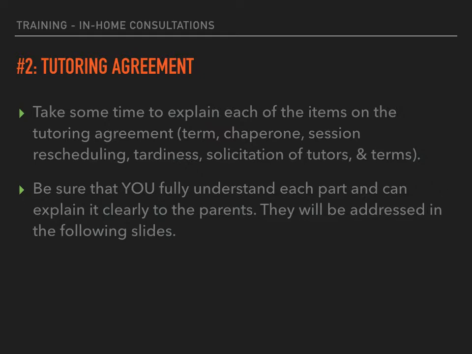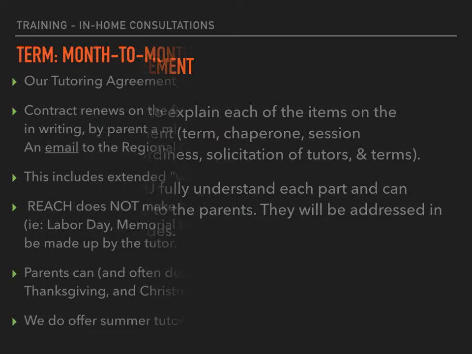Take some time to explain each of the items on the tutoring agreement that are typed out in the top half of the document: the term, chaperone, session rescheduling, tardiness, solicitation of tutors, and the terms. Be sure that you fully understand each part and can clearly explain them to the parents. These will be addressed thoroughly in the following slides.